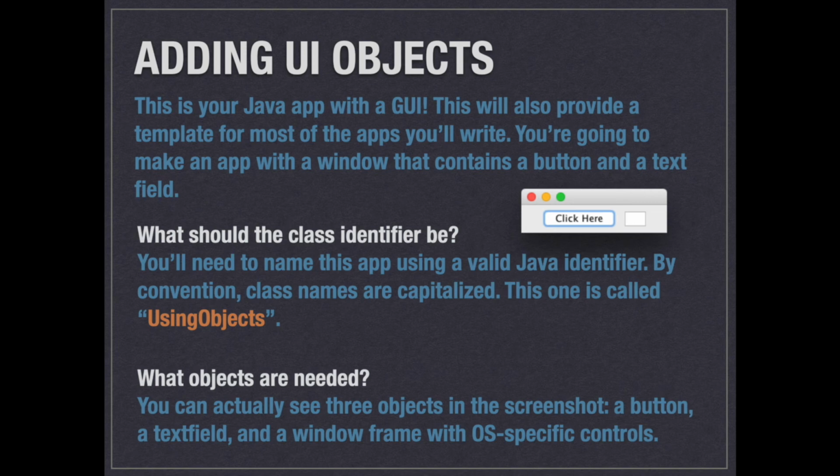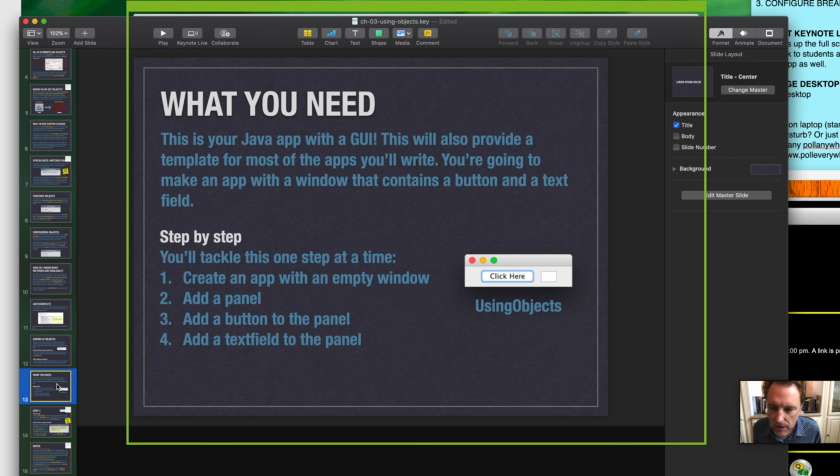There may be other objects that we'll need to use in our apps, but visually, just by looking at the UI, you can identify, hey, there's several. So we want to code this app. You could probably code it yourself, except there's a couple things that'll throw you about Java. So step by step, we're going to create the app with the empty window, which is a JFrame. We're going to add something called a panel, which holds multiple objects. We'll add the button to the panel, and we'll add the text field to the panel. So in that order, that will create the app that you see on screen.